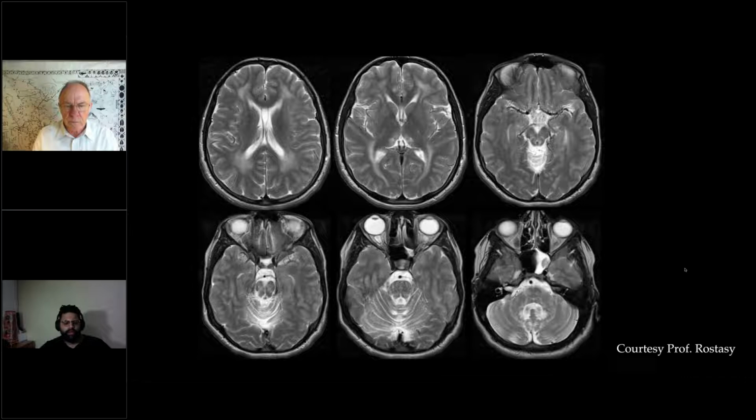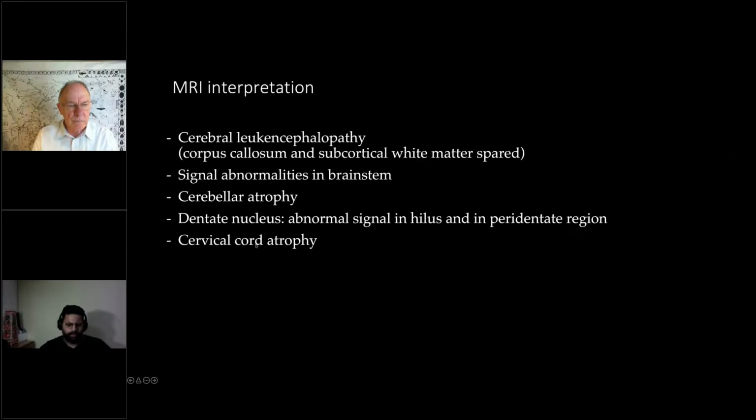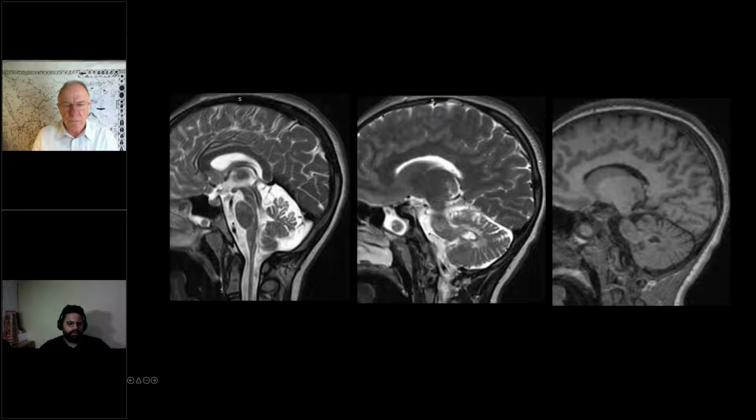So supratentorially, if you see the corpus callosum, it is relatively spared. We show on the sagittal images, again, you can see that the corpus callosum is spared. There is a volume loss of the midbrain, the medulla, and also the visualized cervical cord, and also atrophy of the cerebellum with the white matter changes in the bilateral dentate nuclei and the cerebellar white matter.